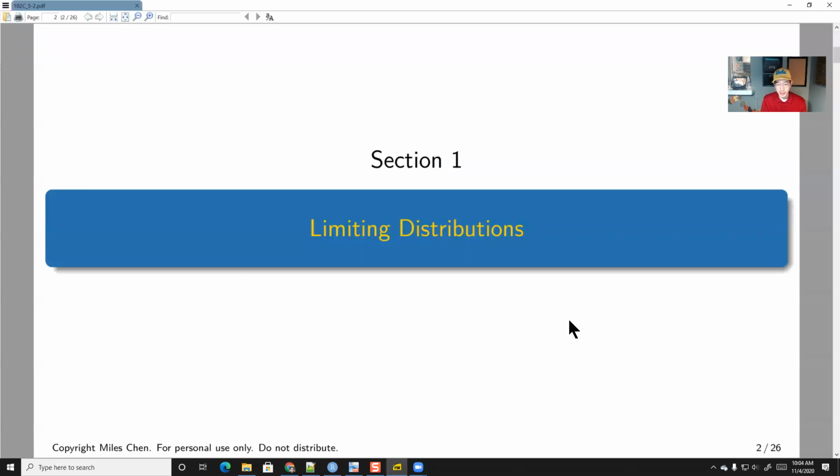Okay, so today I want to introduce the idea of what's called a limiting distribution. Well, let's talk about this.